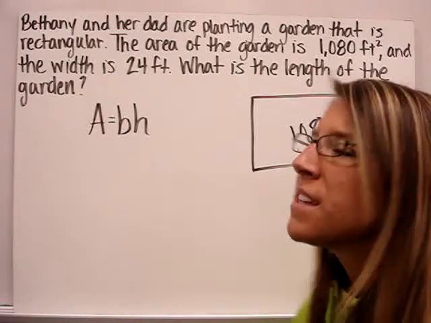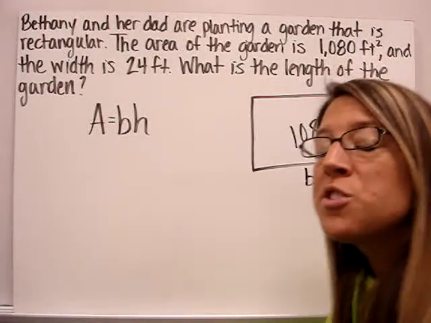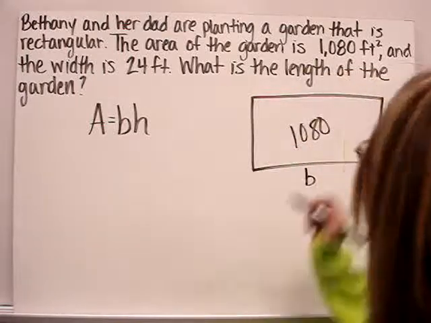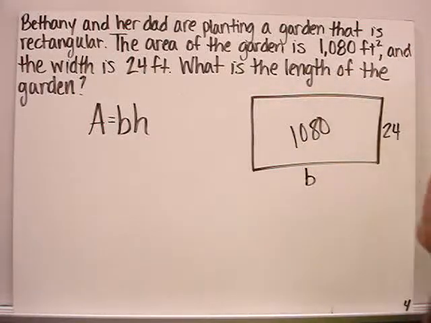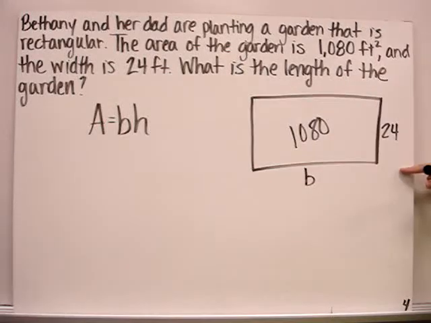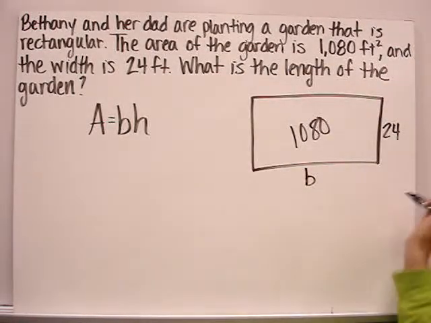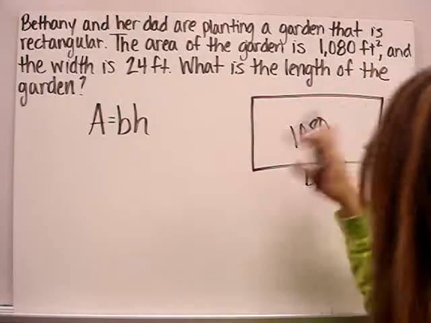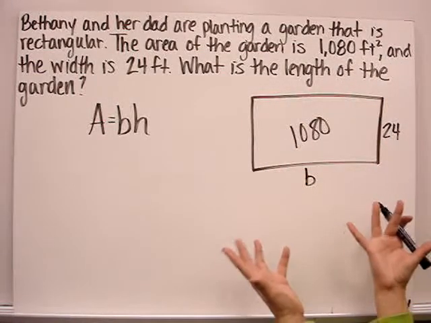So this is interesting because it's not asking us to find area. It's assuming we know what area is. It says the area is 1,080 feet squared, and the width is 24 feet. So I drew a picture, and it's obviously not perfect, right? I drew a picture of this scenario so I could visualize what's going on.